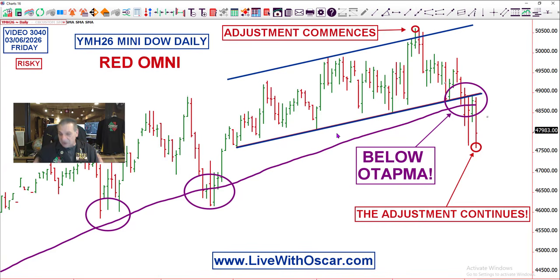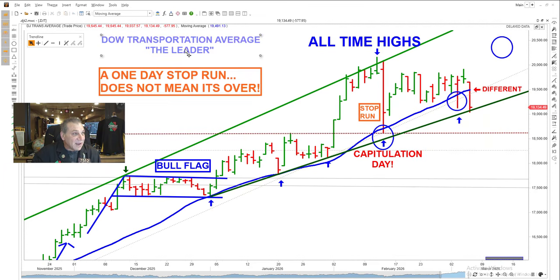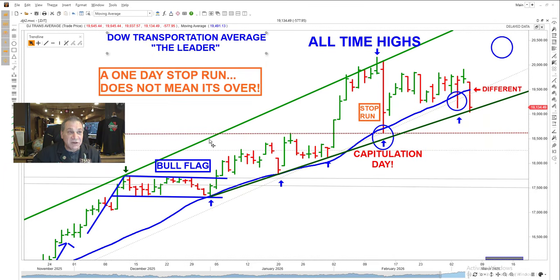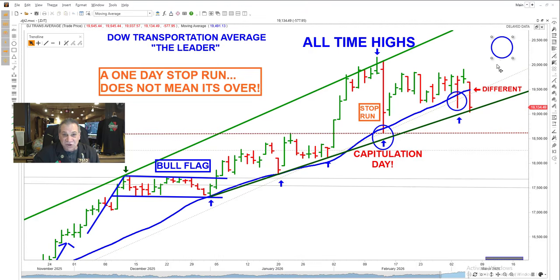Now there's been longer term analysis, this is for day trading, that tells us the transportation average has been sort of guiding us in the proper direction longer term. Let's go look at that. Dow Jones Transportation Average. All-time highs were put in. Powell right there decided he was no longer going to lower rates. Market crashed down. We had a stop run. It's been recovering ever since, but the beauty of this chart has been this.